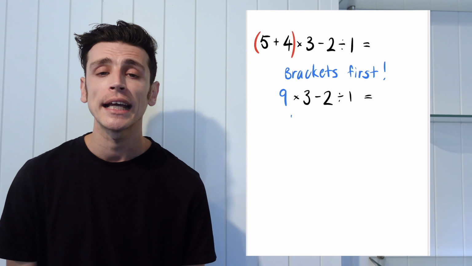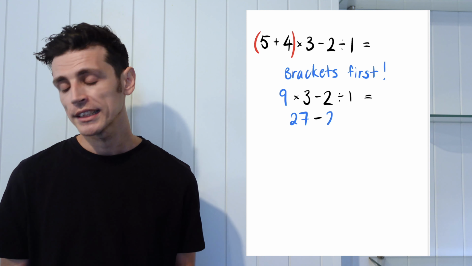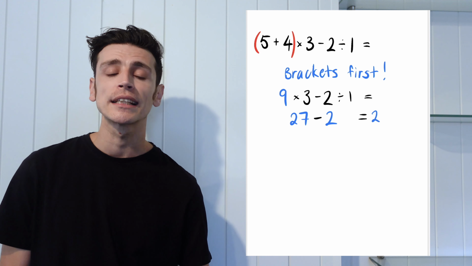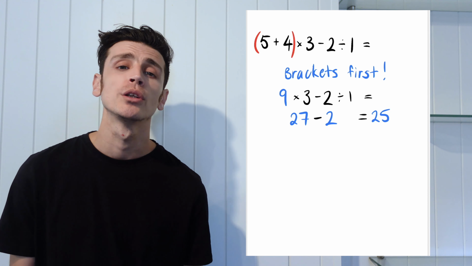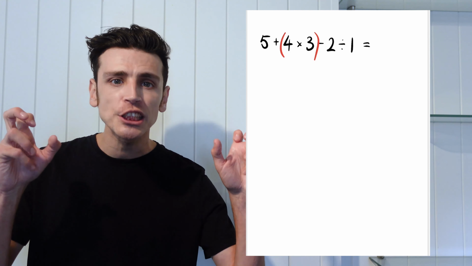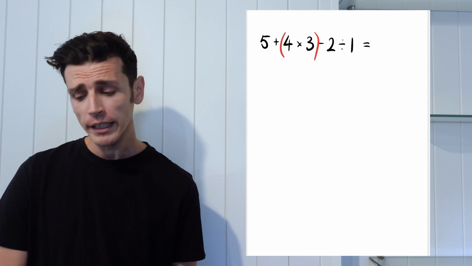So our multiplication and our division is going to come before our addition and subtraction. So 9 times 3 is going to give me 27, and 2 divided by 1 is going to give me 2, leaving me with 27 minus 2, which is of course 25. But what happens if, just like our sentence, I move the brackets? I move our adjective. Well, let's put it around 4 times 3.